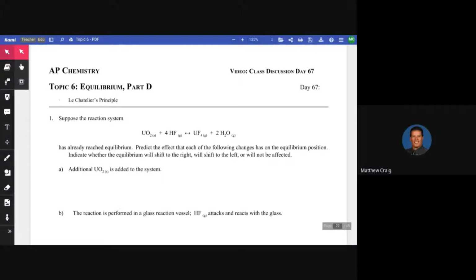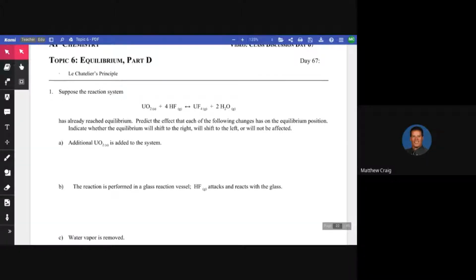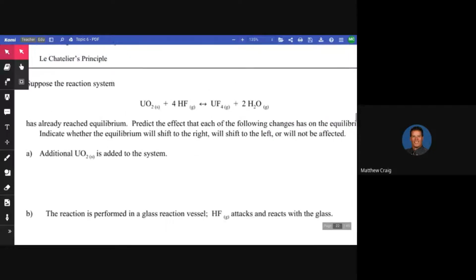All right, so looking at number 1, suppose that the reaction system, which you see there, has already reached equilibrium. Predict the effect that each of the following changes has on the equilibrium position. Indicate whether the equilibrium will shift right, shift left, or will not shift at all, or will not be affected. So A says additional UO2 is added to the system. Which direction should we shift here?